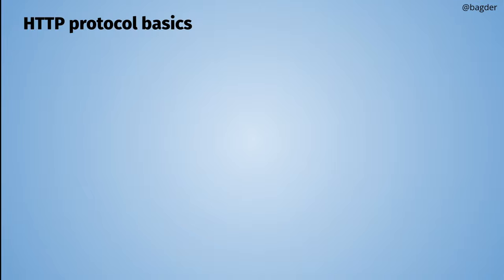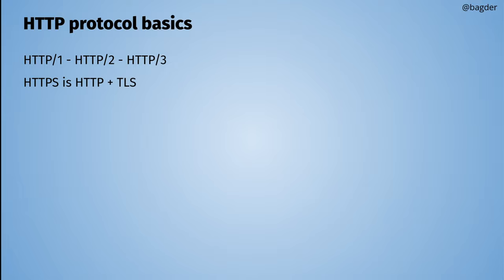So some basics just about HTTP. There are different versions. Put it simply, they're 1, 2, 3. And HTTPS, that's HTTP and TLS, right? It's the same sort of underlying protocol. It's just HTTP secured with TLS. So sometimes we use the words interchangeably a little bit, possibly a bit sloppy at times.